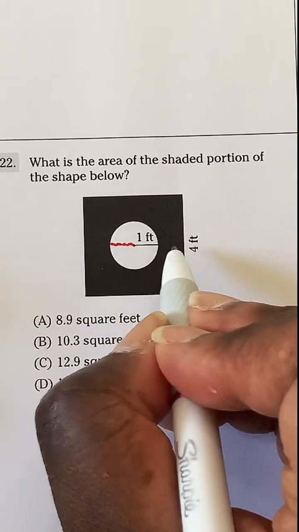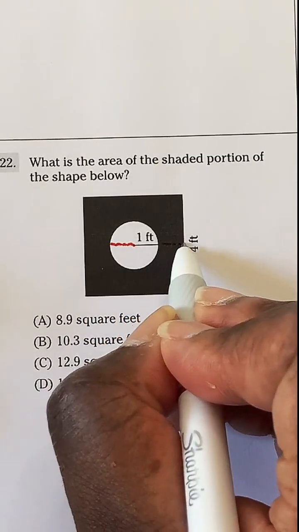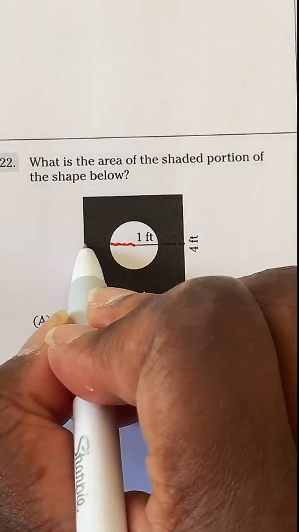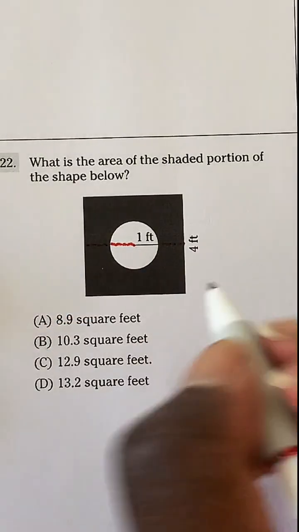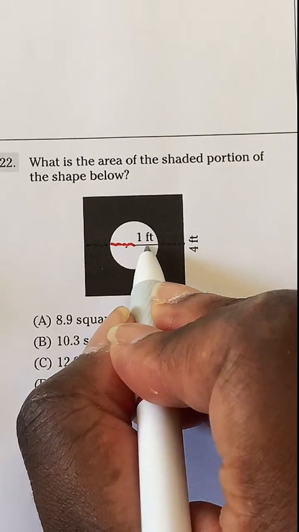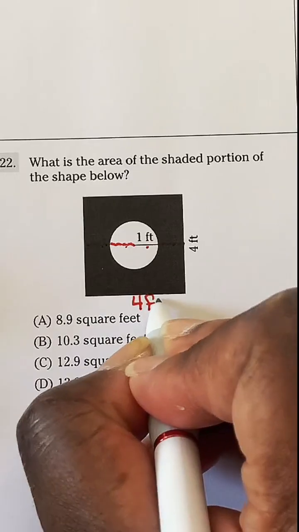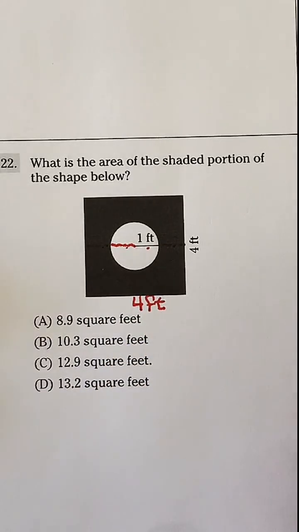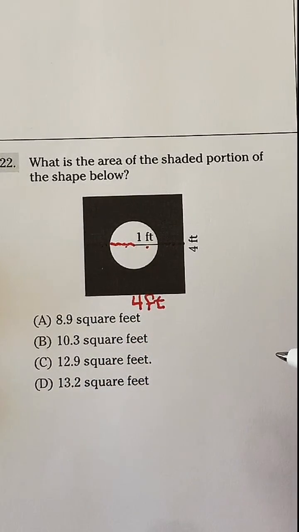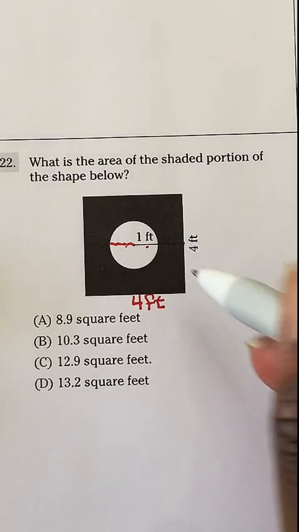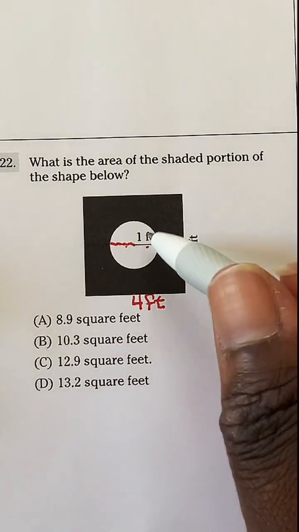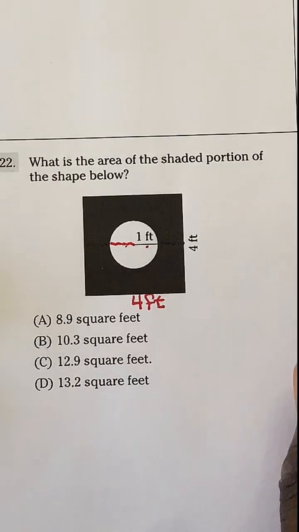So if that's 2 feet, that means from here to here has to be a foot, and from here to here has to be a foot. So I got 1, 2, 3, 4 feet. So that is telling me that we have a square. So one shape is a square, another shape is a circle.